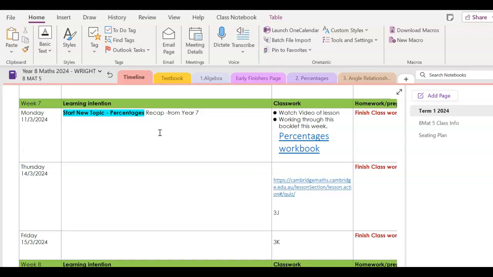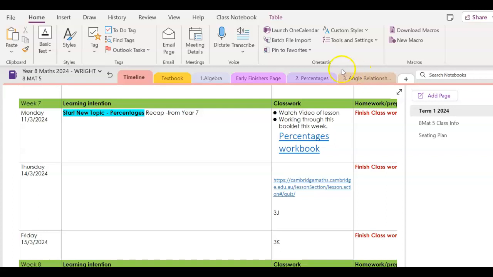can't get a move on with what we're doing because we're looking at our new topic and it's called percentages. It's a recap from Year 7, so you actually don't really need me there. We're going to work fairly fast through that. We've got 3 lessons to work through that, so Monday, Thursday and Friday, and then next week we'll do a quick formative quiz on it and we'll move into our next topic after that, which will be angle relationships.